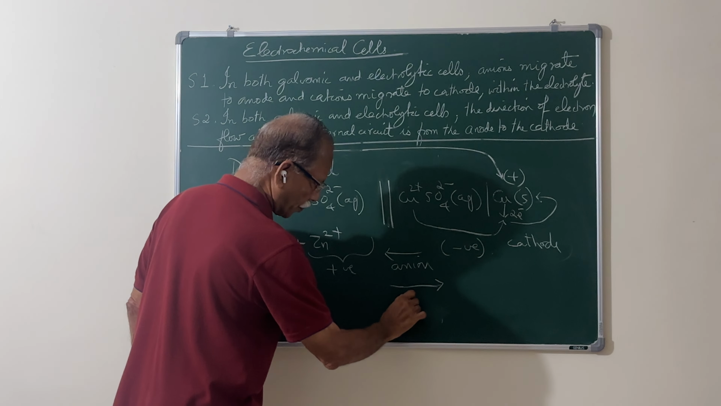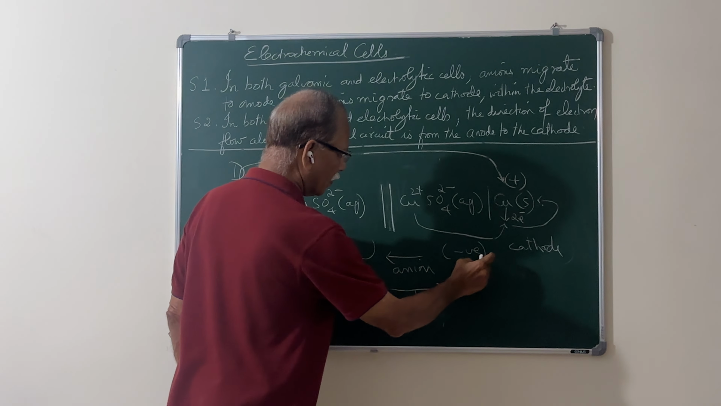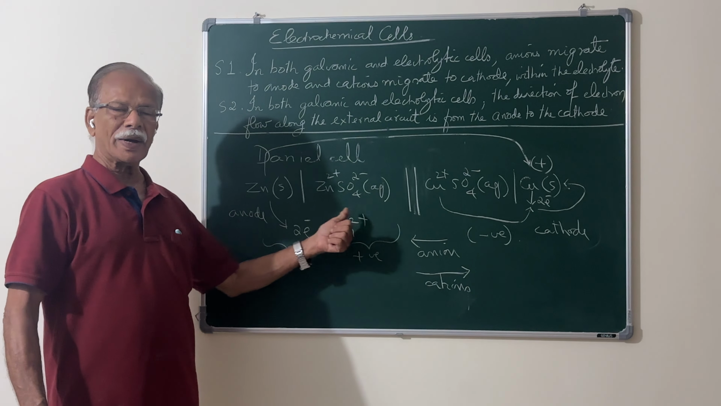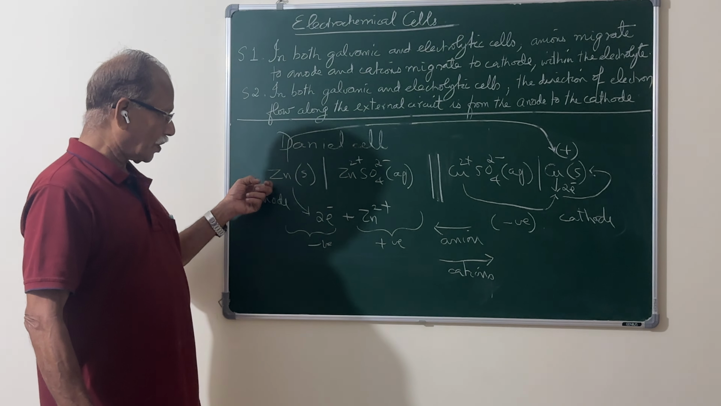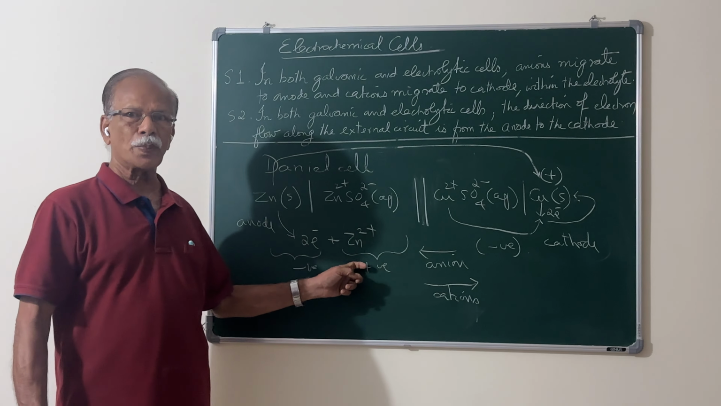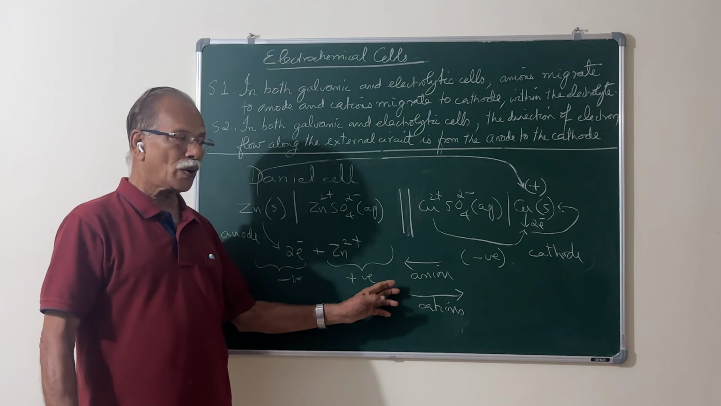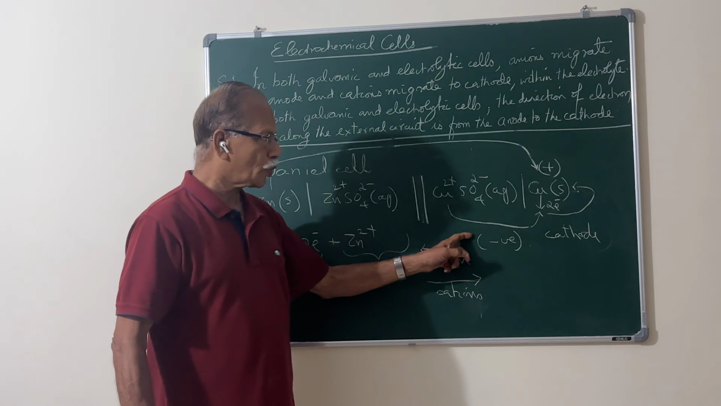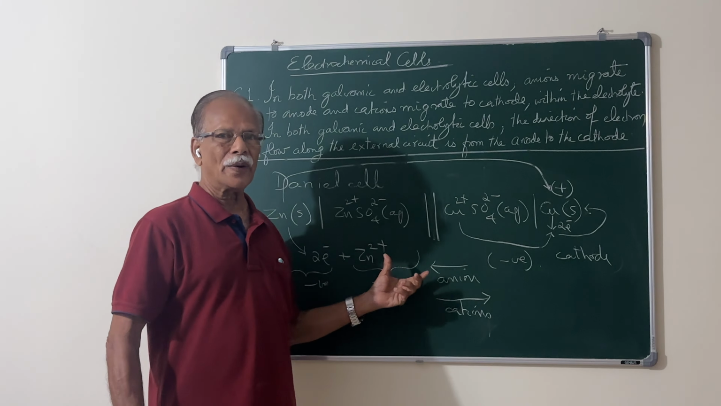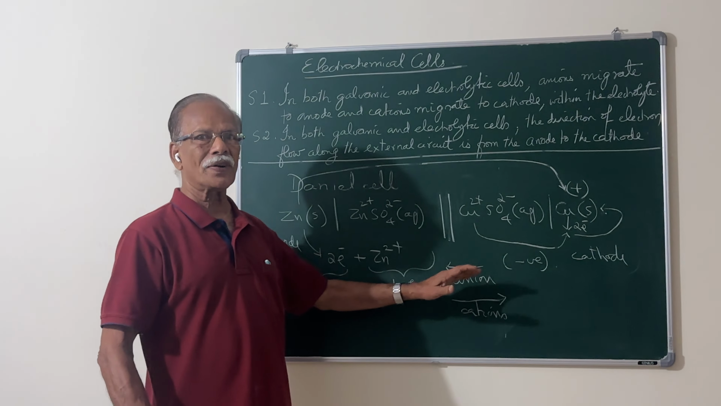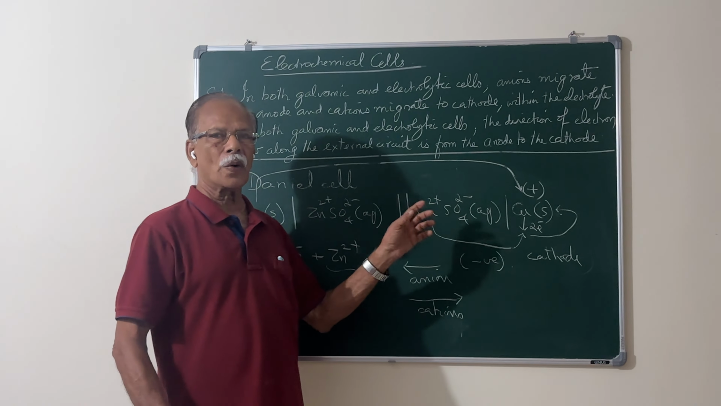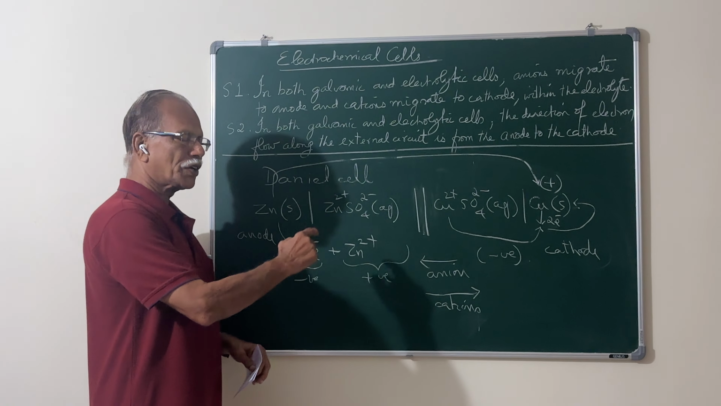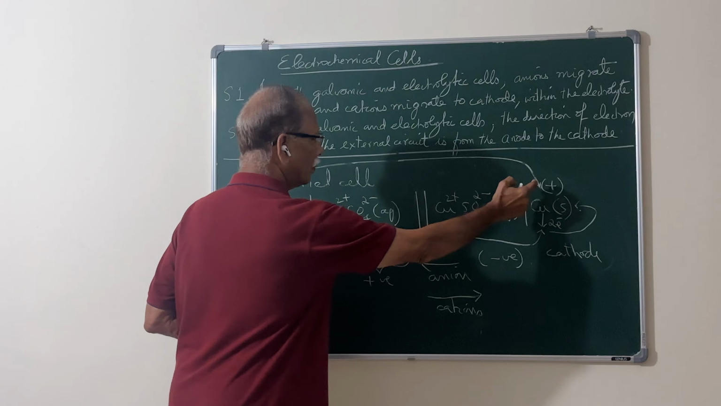So cations migrate to the cathode. Thus in the galvanic cell, anions migrate to anode, which of course metal is negatively charged, but solution is positively charged. And cations migrate to the cathode, where the metal is positively charged, but solution is negatively charged. Ionic movement ensures the neutrality of solutions, and the electron flow along the external circuit continues. And the direction is from the anode to cathode.